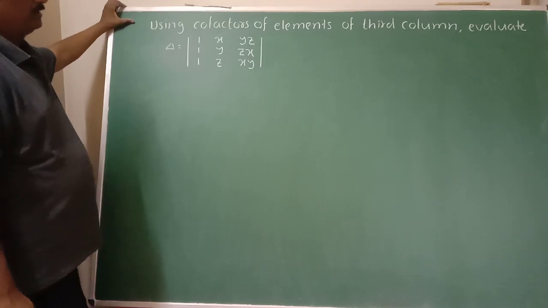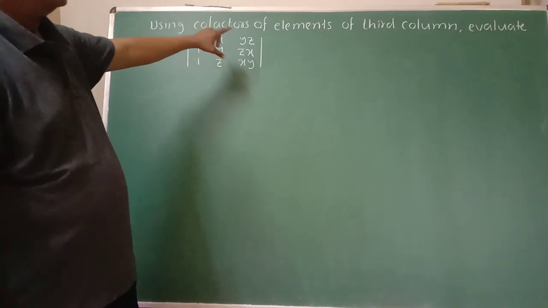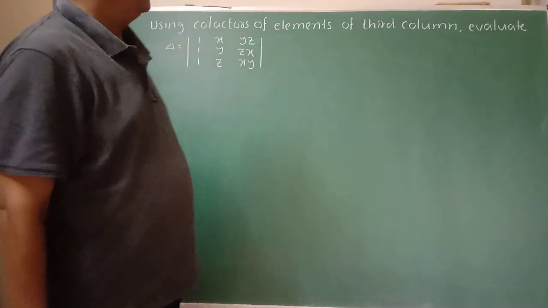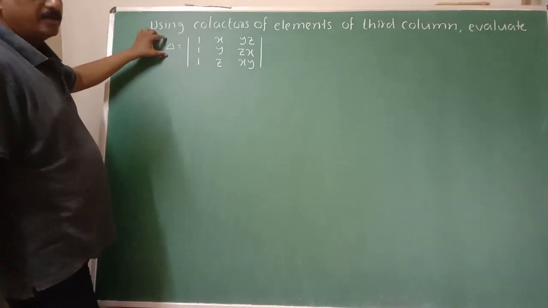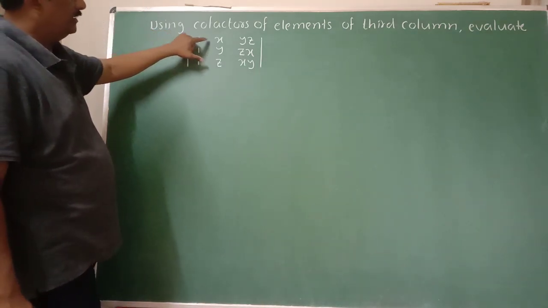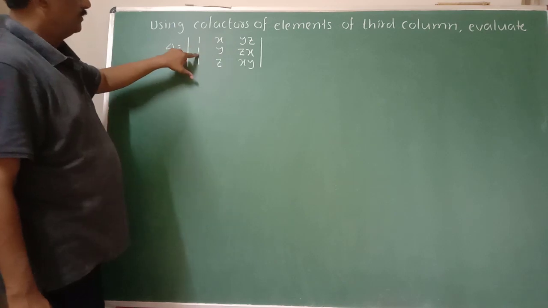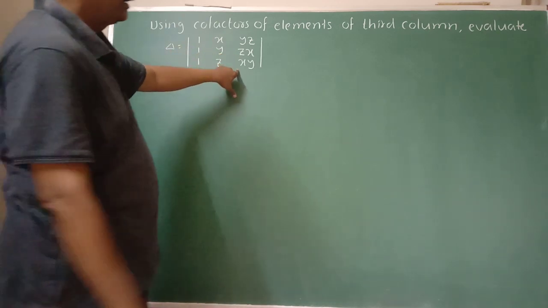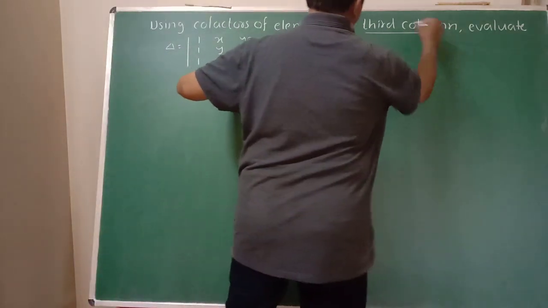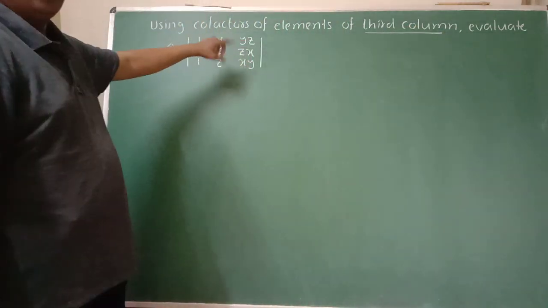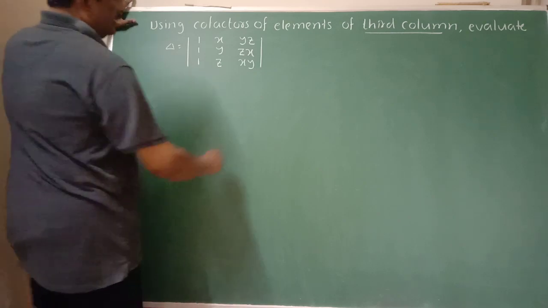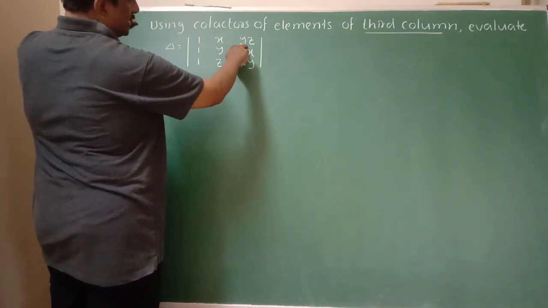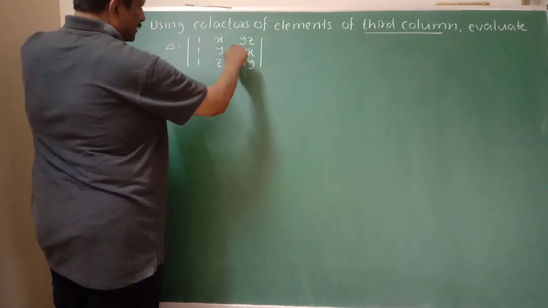We are using the cofactors of the elements of the third column. Evaluate delta, which is equal to the determinant with rows 1 x y z, 1 y z x, 1 z x y. Here, take the cofactors of the third column. Therefore, first you find the cofactor of this element, which is in the first row, third column.